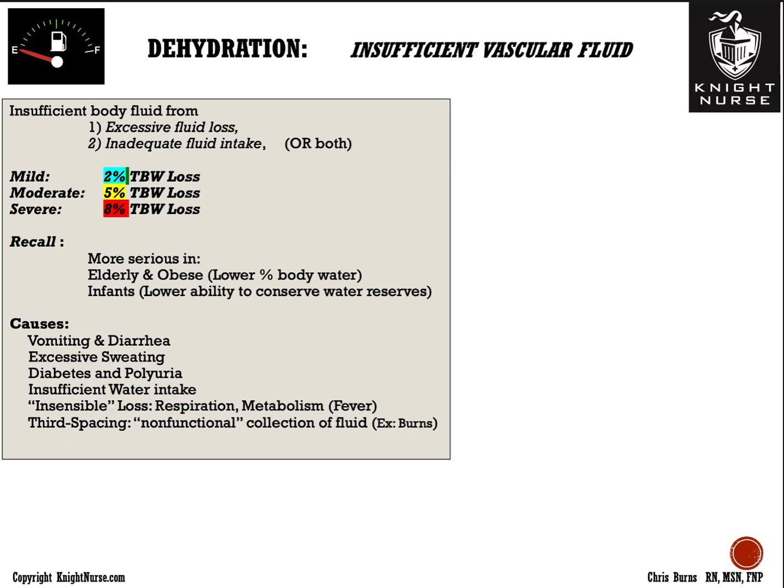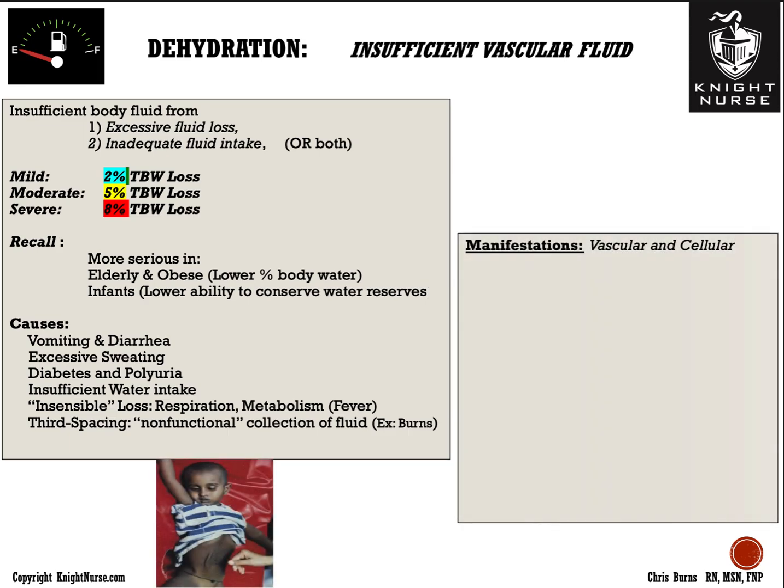It's neither in the vascular compartment maintaining tissue perfusion, nor in the cells taking care of the cells. It's in that third space. And so they will show up like they're dehydrated. What does a dehydrated patient look like? Well, we have to look at vascular and cellular sides. So you have dry mucous membranes, decreased skin turgor.